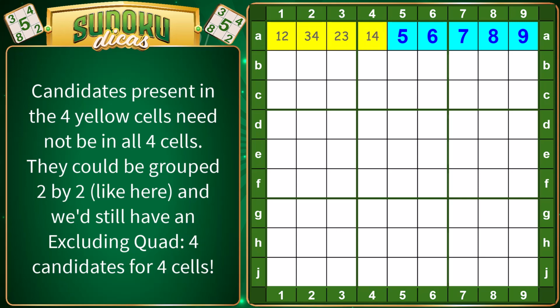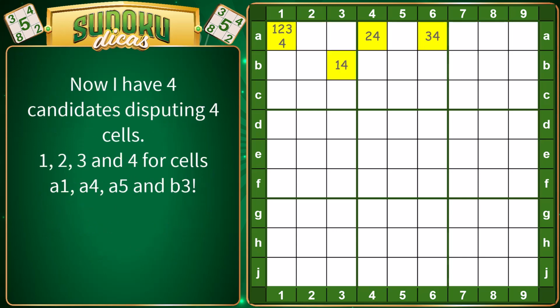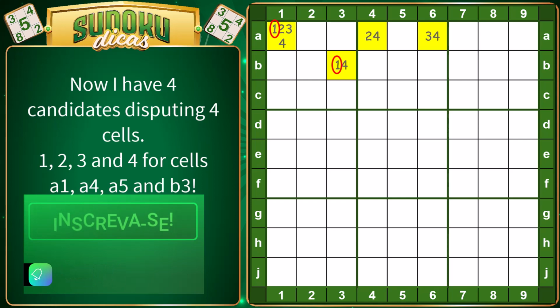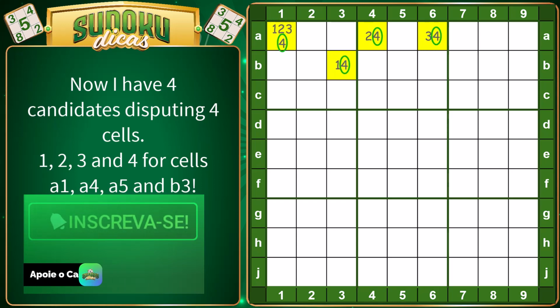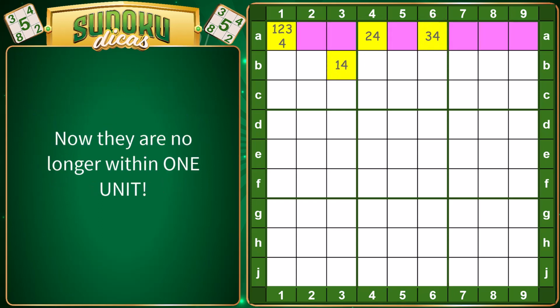4 candidates for 4 cells. The arrangement order can also be different. The important thing is that they are within a unit, in this case, within line A. Now I have 4 candidates disputing 4 cells, 1, 2, 3 and 4 for cells A1, A4, A5 and B3. Now they are no longer within one unit.